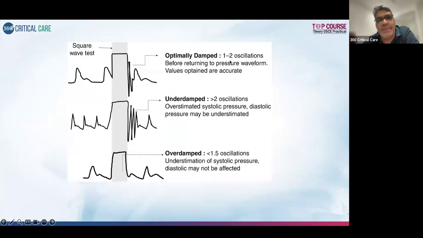So optimal damping is 1 to 2 oscillations before it comes to the mean. Underdamped is more than 2 oscillations, overdamped is less than 1.5 or 1 oscillation. Okay.